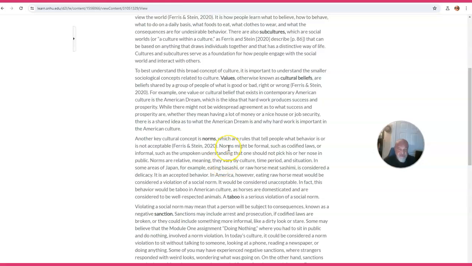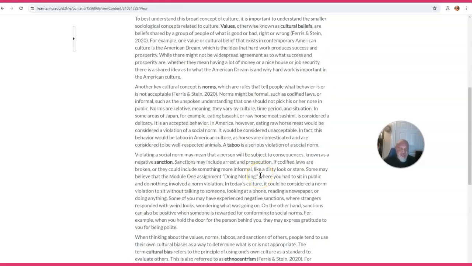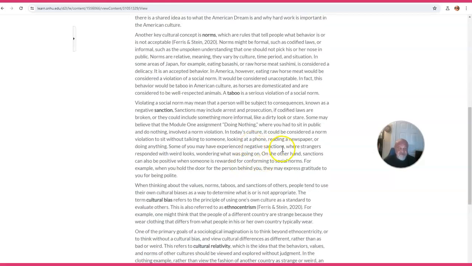Another concept we have are norms. This is a flyover, so make sure that you read this more in depth. A norm is quite straightforwardly a social rule. A taboo is a serious violation of a cultural or social norm. For example, incest. Violating a social norm may mean a person will be subject to consequences known as sanctions.